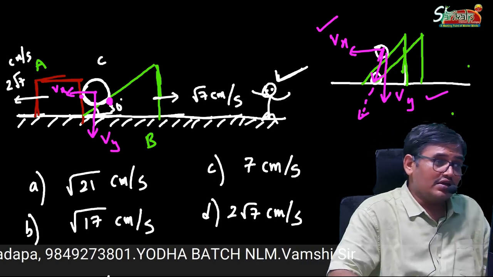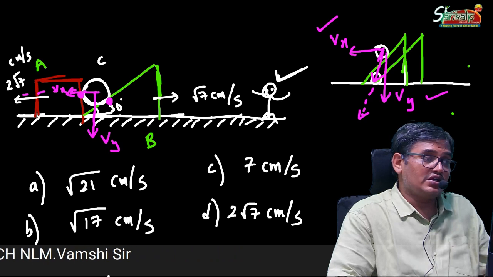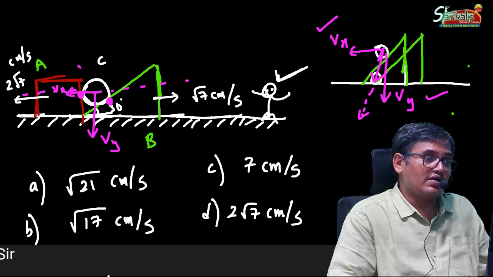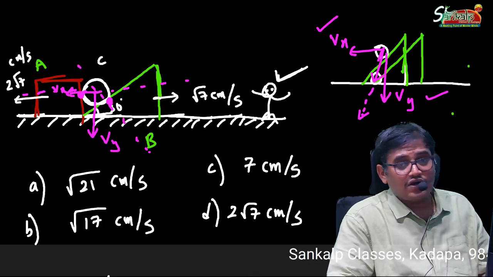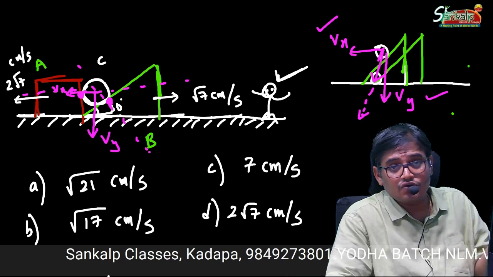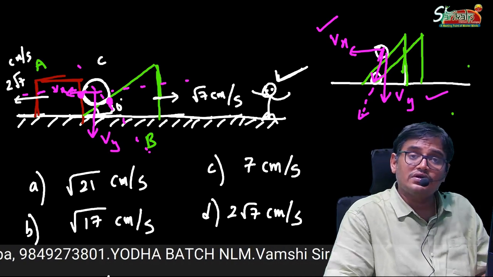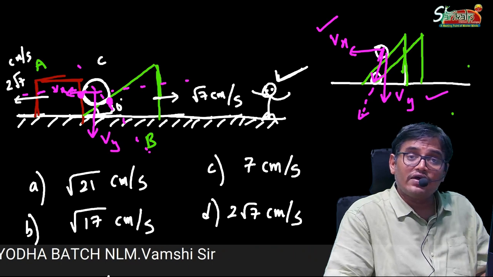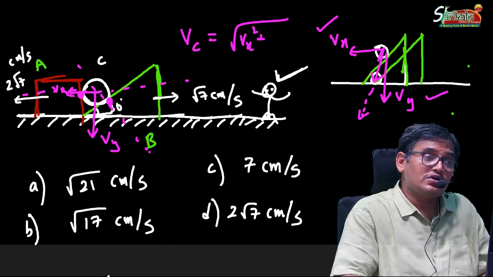Nana, you see how many normals you should draw? Two normals. At this location, you see this dotted line. This is one normal. At this location, this is one normal. Along these two normals, find the velocity components of A, B, and C. Find the relative velocity along those directions and equate to 0. Obviously, you are going to get the answer. You will get Vx and Vy. Then what will be the total velocity of C? Under root Vx square plus Vy square.